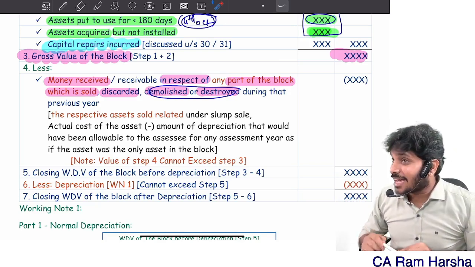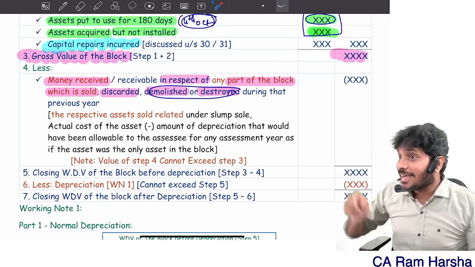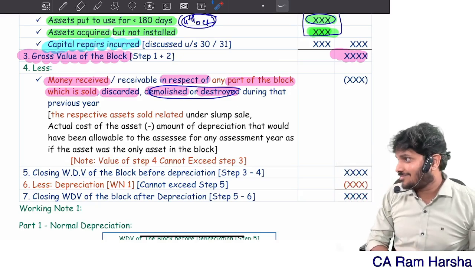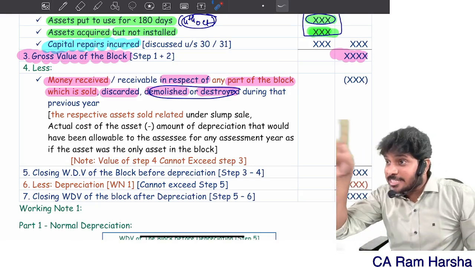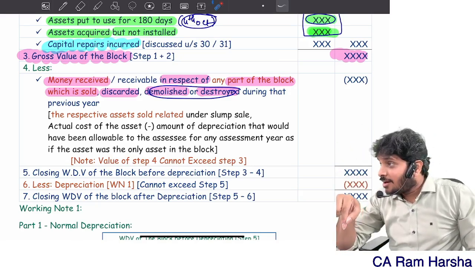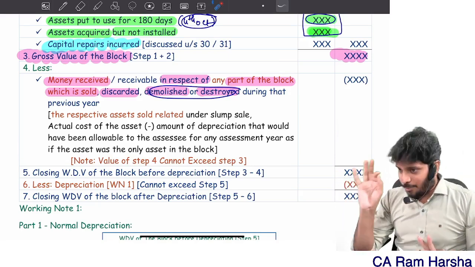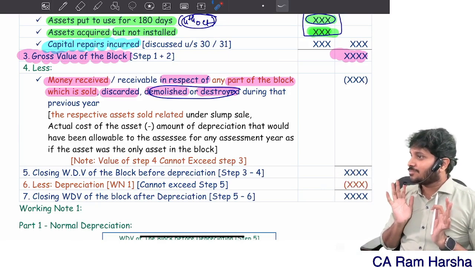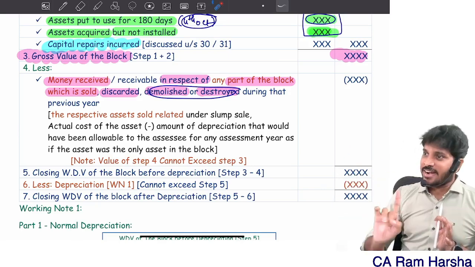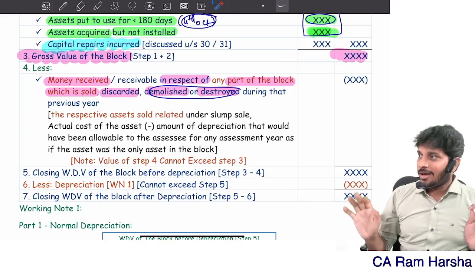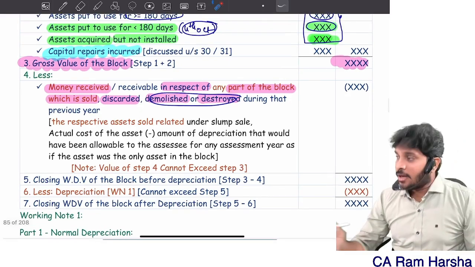Indirectly, in income tax, they are mainly focusing on the amount only. They are not focusing on how many assets are there in the block. 10 assets, 20 assets, or 1 asset, it doesn't matter. They will see whether the block is there or not. If 1 asset is there, that block is there. Value is there.